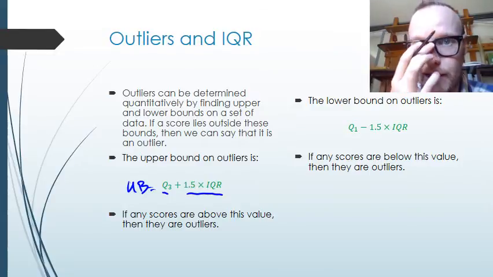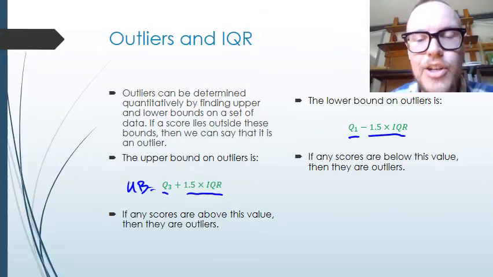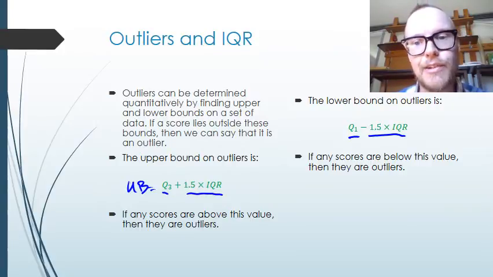The lower bound on outliers is if we take Q1 and then take away 1.5 times the interquartile range, then that's the lower bound. Anything lower than that value is considered an outlier as well.